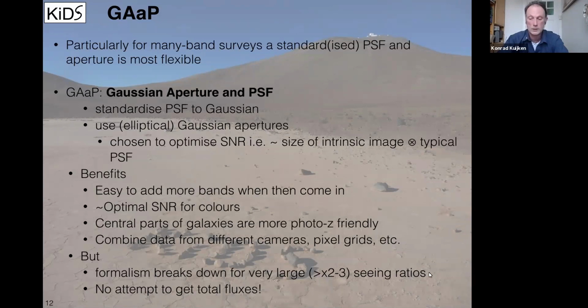It starts to break down if you have very large seeing ratios to bridge. So it's really only tailor-made for the kind of surveys that we're dealing with here. And it doesn't even pretend to try to measure total fluxes. This really is all about measuring consistent apertures to get good colors for these sources.